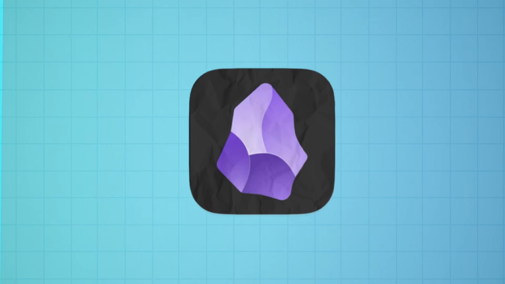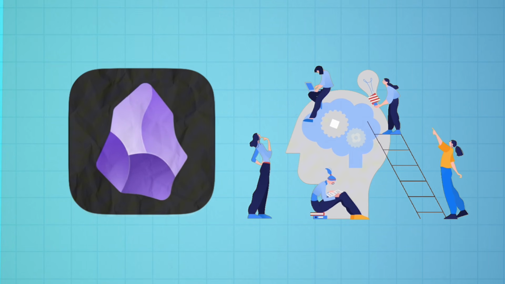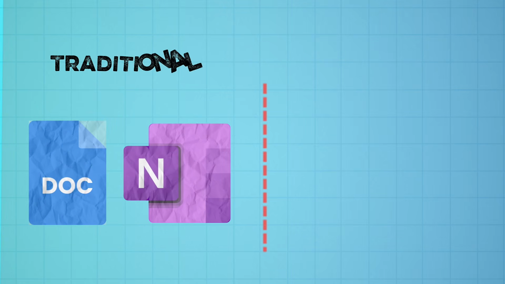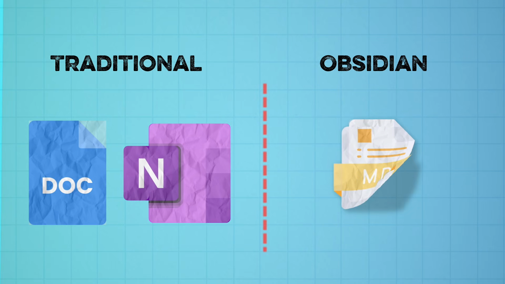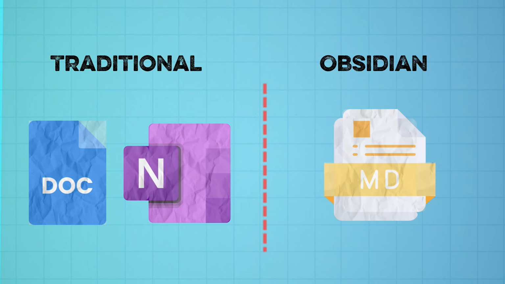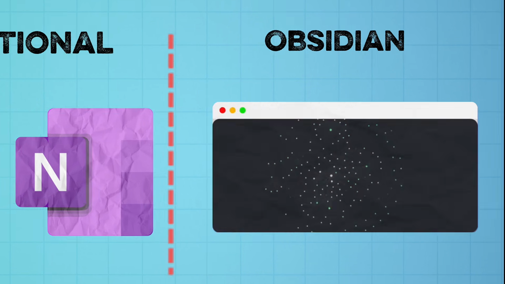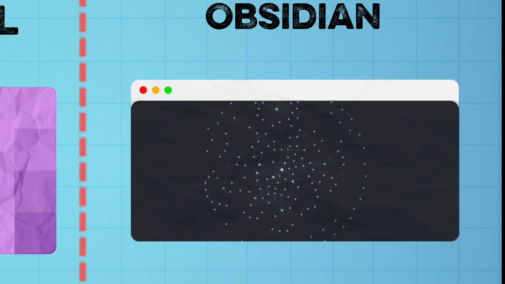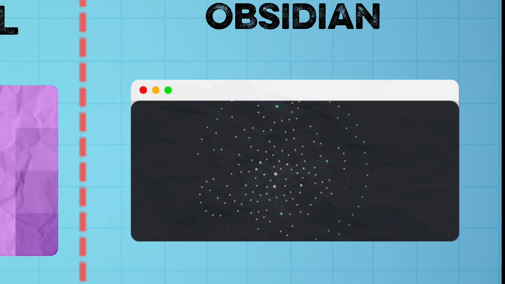Obsidian is a note-taking app with a twist. It's built for linking ideas like your brain does. Unlike traditional apps, Obsidian stores all your notes as plain text files, meaning you own your data. And here's the kicker. It has a graph view that literally maps how your notes connect. Think of it like your personal Wikipedia for your brain.